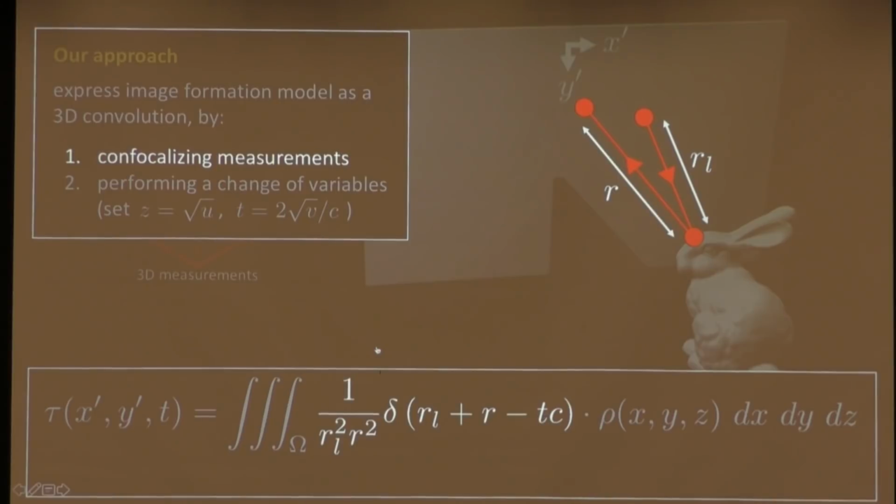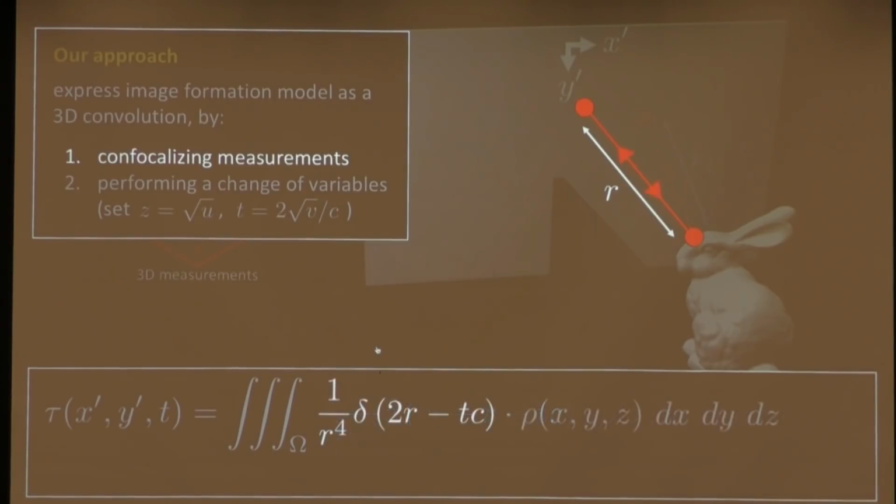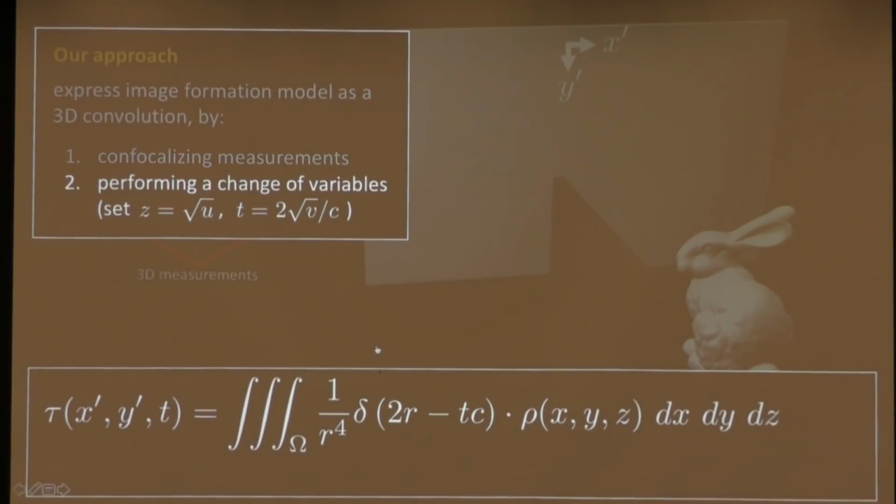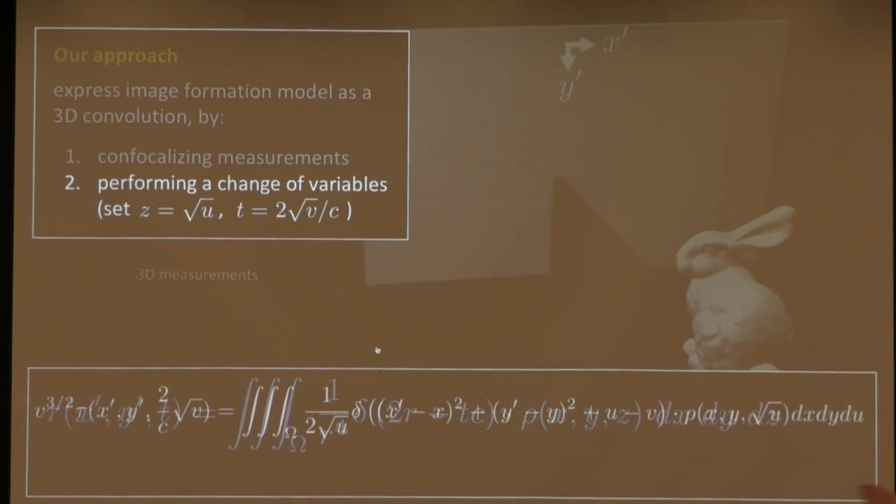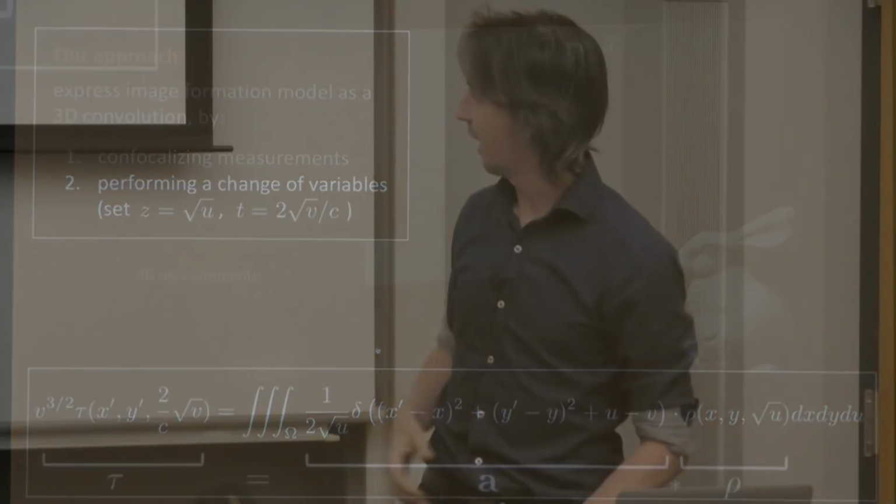The first is that we explicitly decide to image or confocalize our measurements, which means we illuminate and image the same spot on the wall. And this actually simplifies the image formation model. And there's this computational tweak that we can make where we do a change of variables, which allows us to rewrite the image formation model into a form that looks a little bit more complex, but actually has a very nice property. Because now, as opposed to discretizing it and expressing it as a simple linear system, it's even simpler than that. When we discretize this image formation model now, it's just a convolution operation.